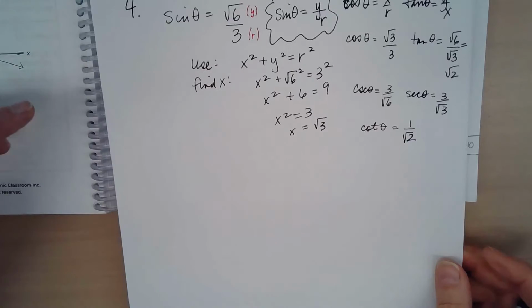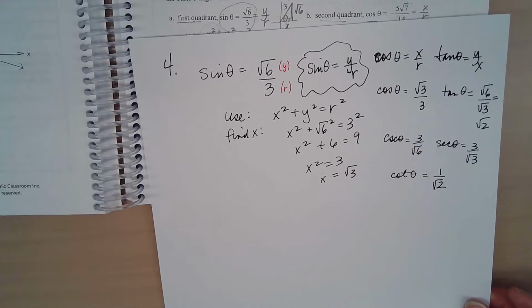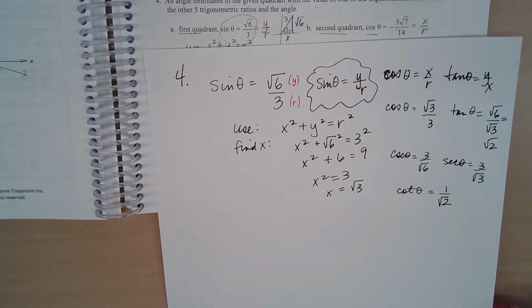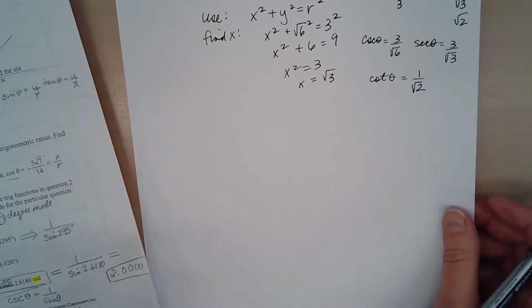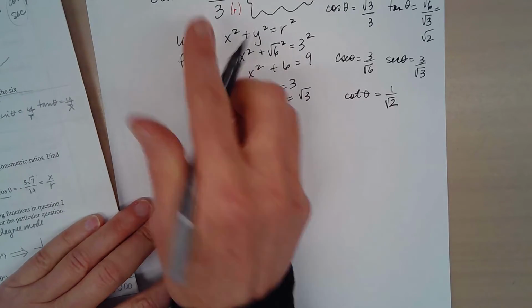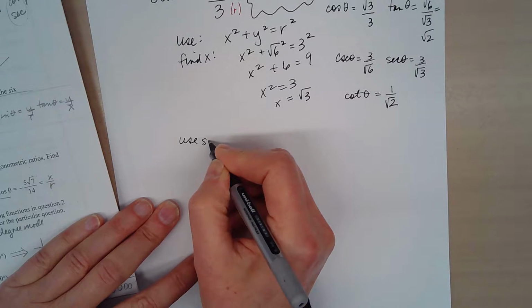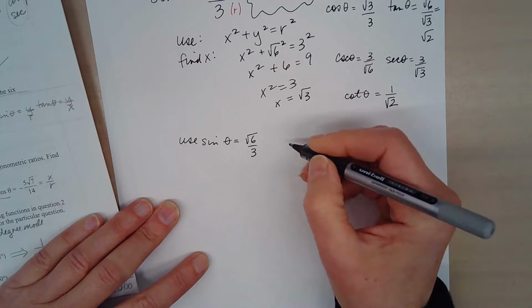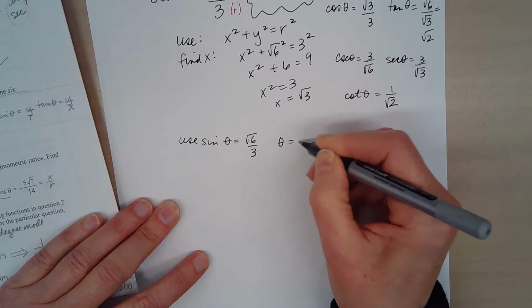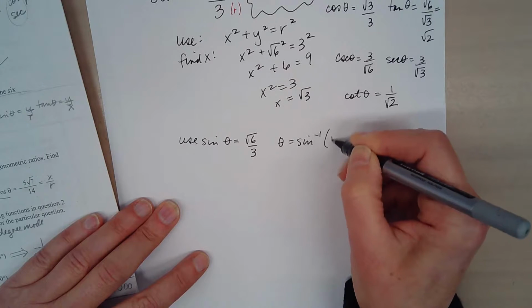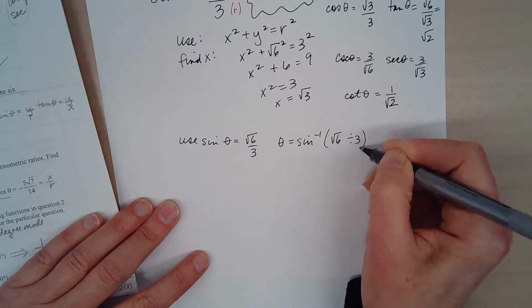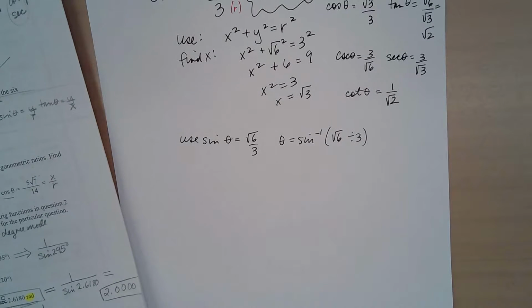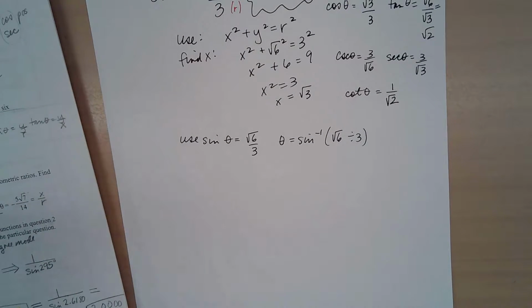Okay. Now it also says find the angle, and it says this is in the first quadrant. I told you what quadrant it's in. So find the angle. All right. So I'm going to use sine theta equals root 6 over 3 to find the angle. So the angle equals, so this will be my reference angle, right? But it'll also be my answer too, right? What'd you get, Adam? 54.74.